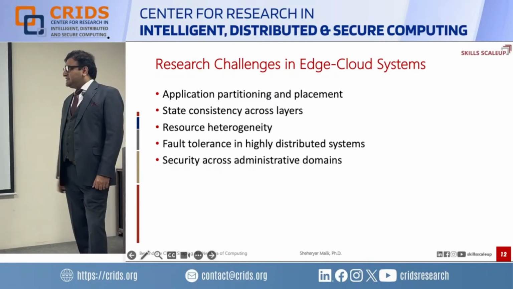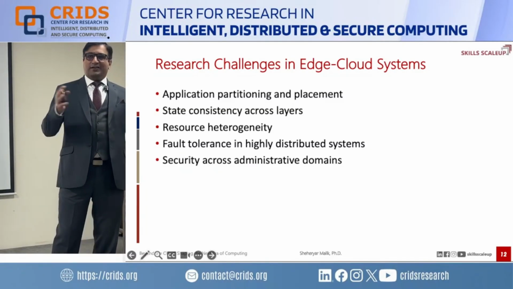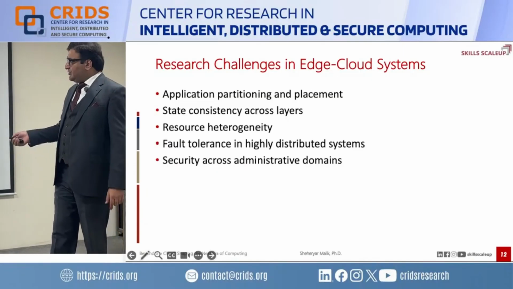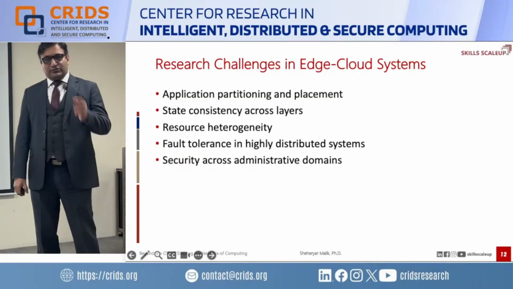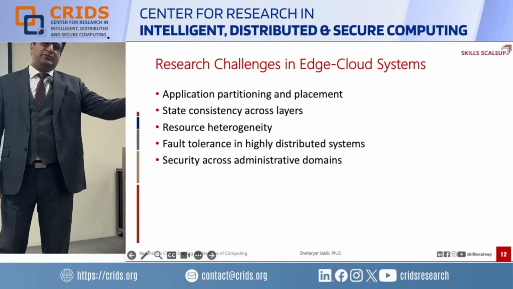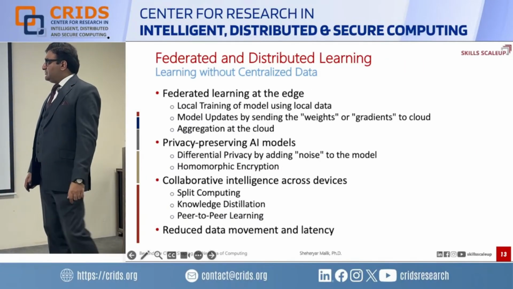Then fault tolerance in a highly distributed system: if you have a bigger cloud and edge network, how are you going to tolerate the faults? And then security across multiple administrative domains, because the cloud is administered by someone else and your edge is administered by someone else. So how are you going to assure security and privacy across these?